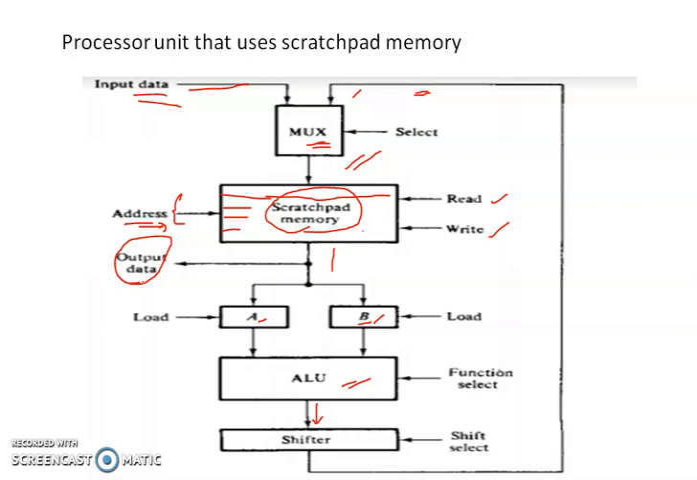The ScratchPad memory can be treated as a main memory of the computer. What is the difference? This is a small memory which is located within the processor. A main memory is dedicated to store the instructions and data.